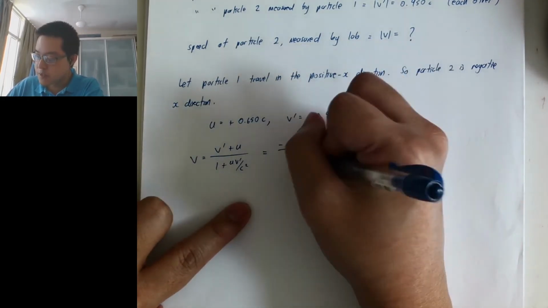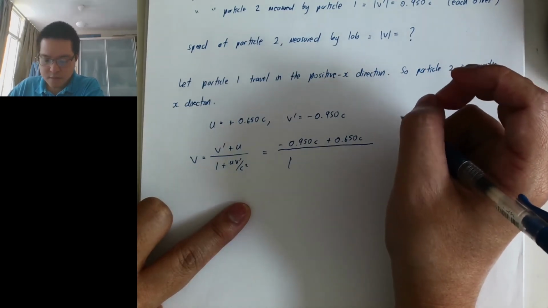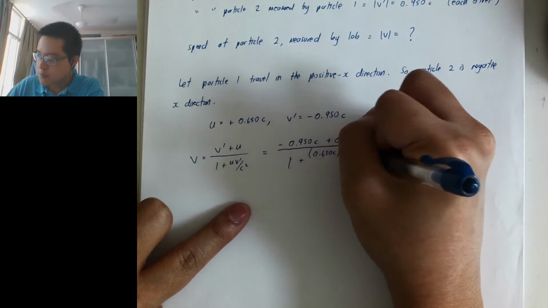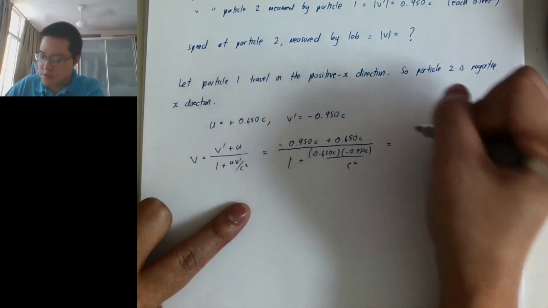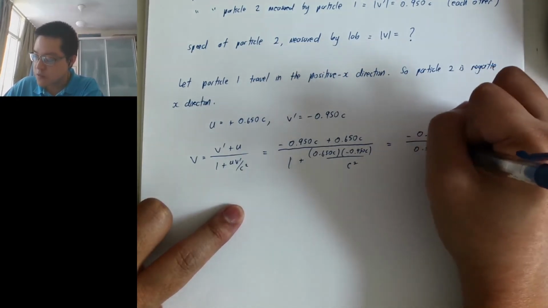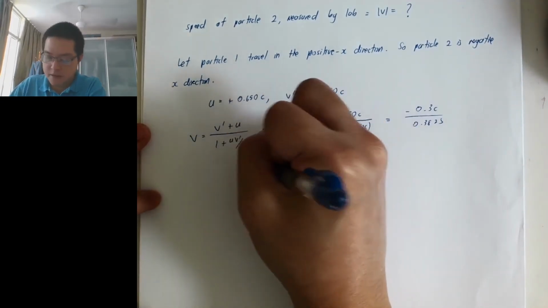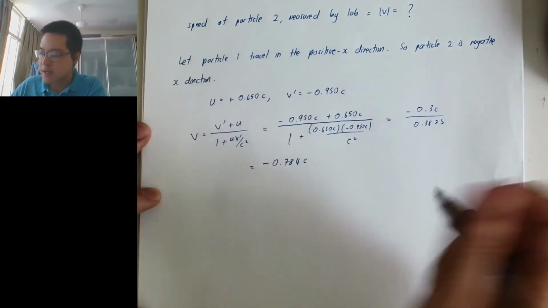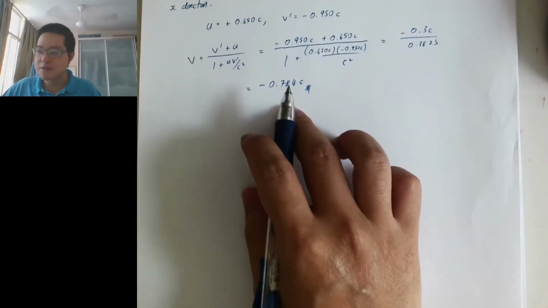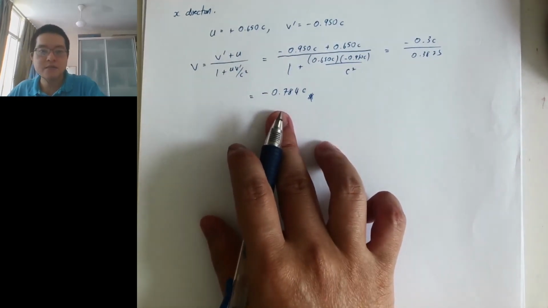hang on a second, is it correct? One plus 0.650 c times 0.950 c over c squared. If you calculate everything correctly, it is going to be negative 0.3 c over 0.3825. Putting everything together, you will get negative 0.784 c. I don't know if I made a mistake. I will check this in detail later, but the final answer is the one that's correct, because this is a textbook question. So this is the speed measured by Alice. So that was question 4.